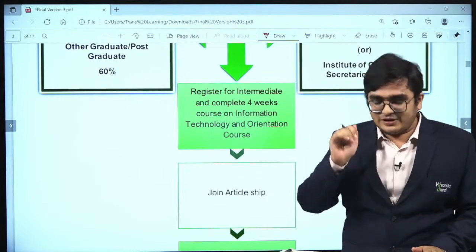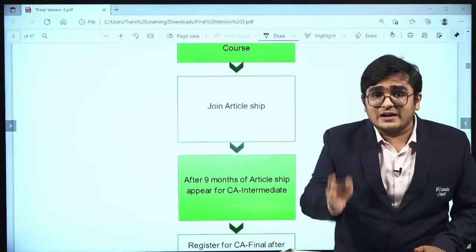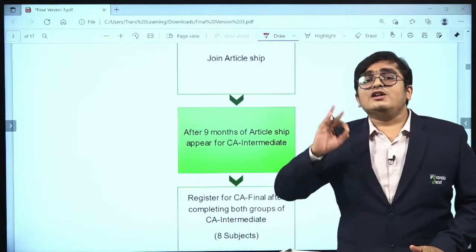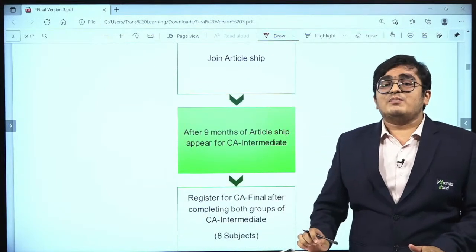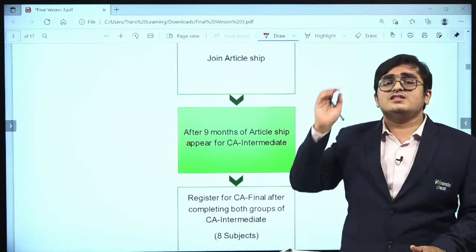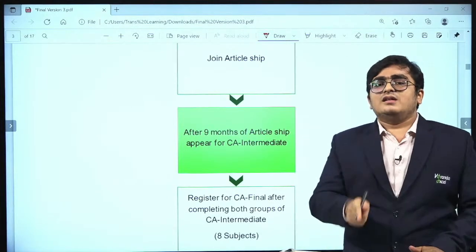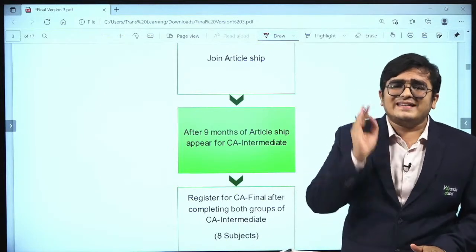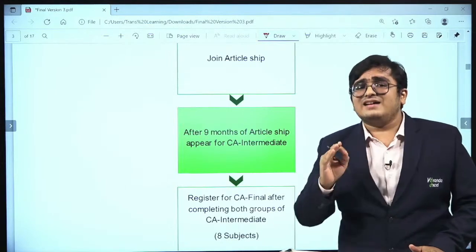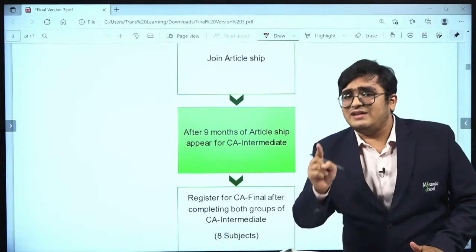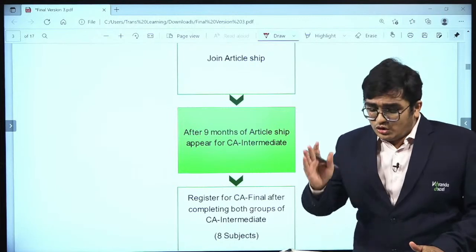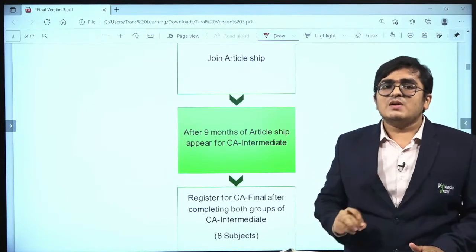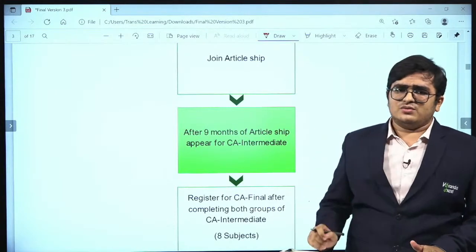Then, before giving your intermediate, you have to join articleship. After you complete 9 months of articleship, and only then, the institute will allow you to go and write your CA intermediate exam. That is the only condition where the ICAI will allow you to write the intermediate course. So you have to do 9 months of articleship before you appear for CA intermediate.